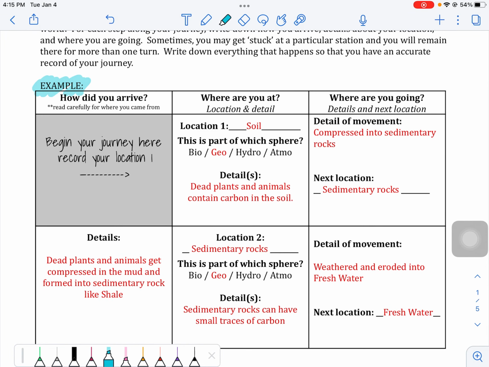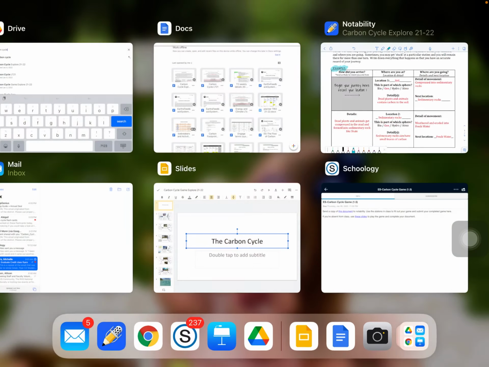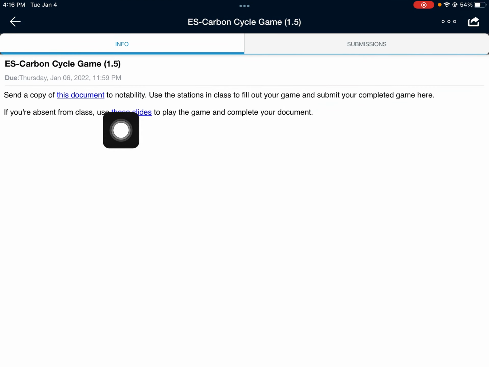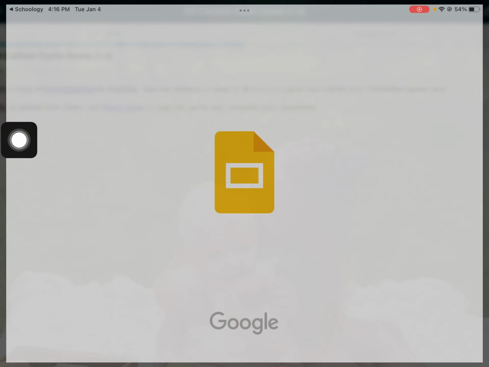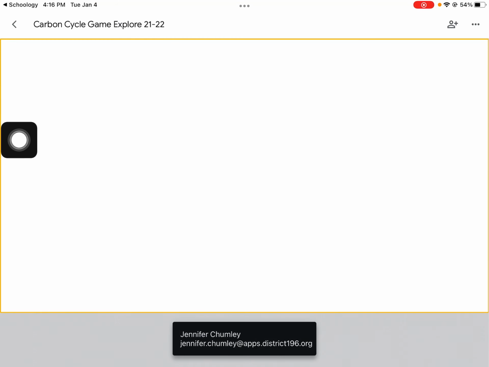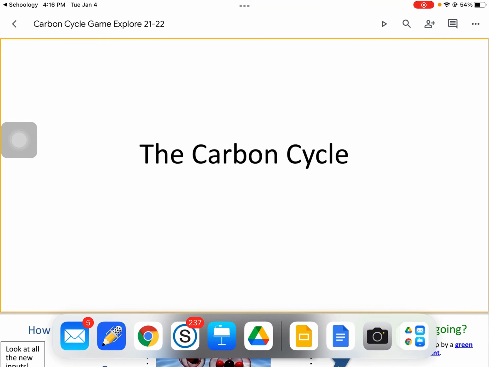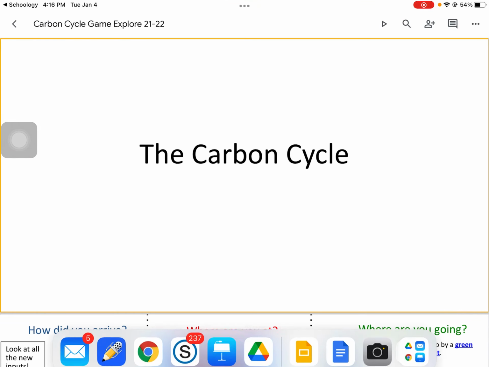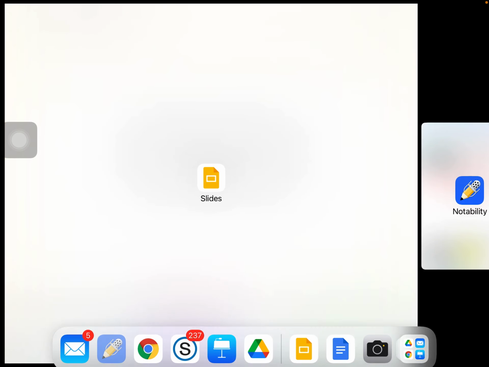Okay, so you're going to need, being that you're working on this at home, access to these locations. So again, back to Schoology, you have these slides available to you. Opening those up, you're going to be on Google Slides. Here we go. So I'm going to go half screen. This is going to be a little tricky at home, but you can do it.